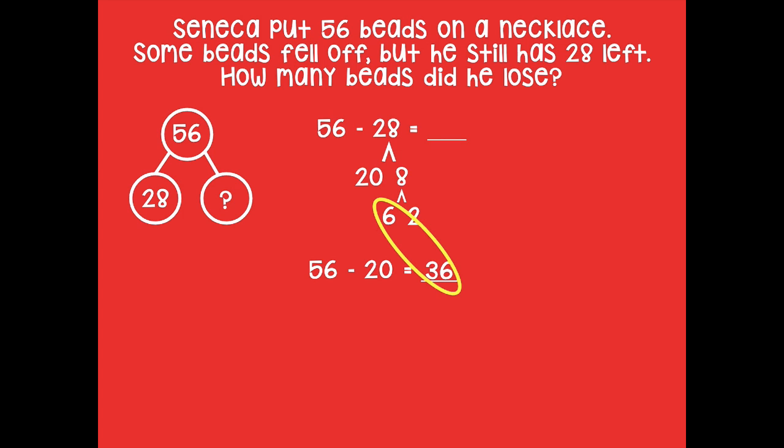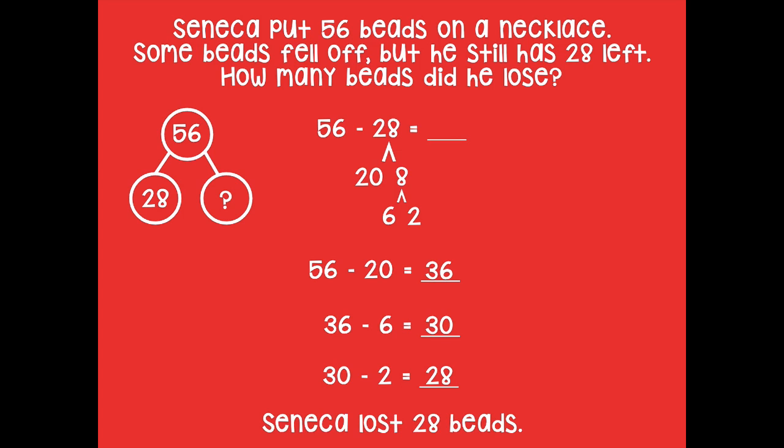So now I'm going to do 36 minus 6. So 36 minus 6 is what, friends? Yeah, it's 30, right? You're just subtracting your ones. Then I need to take my 2 that I have left over and my 30 and subtract that now. So 30 minus 2 equals, just count backwards 2, right? So 30, 29, 28. Okay, so that's how we can figure out this problem using a number bond. So Seneca lost 28 beads.